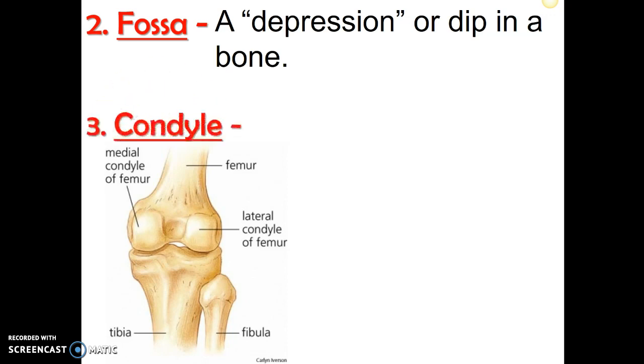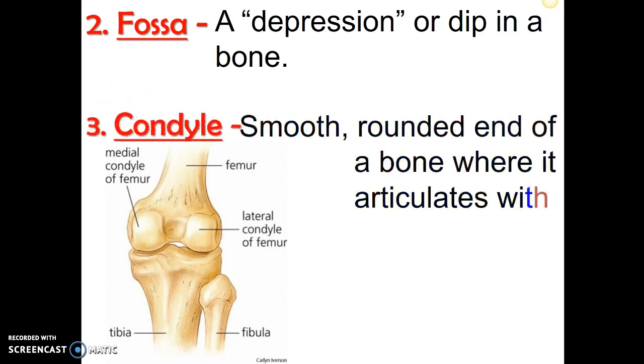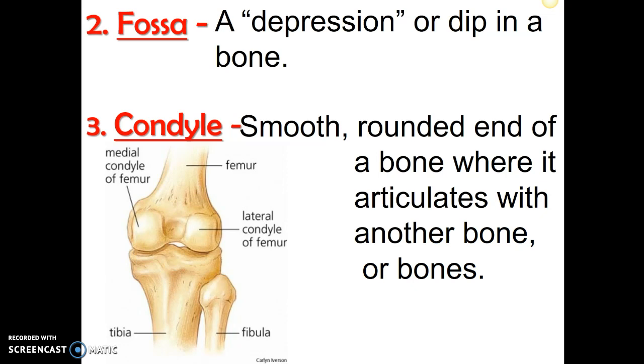A condyle is just a smooth, rounded end of a bone where it articulates with other bones. So here you can see a lateral condyle and a medial condyle. Medial means on the inside, lateral on the outside. You got your epicondyles, which we'll talk about later, not right now. So your condyles, smooth ends where they articulate. And of course, condyles are usually covered with hyaline cartilage. So it's a smooth movement there.